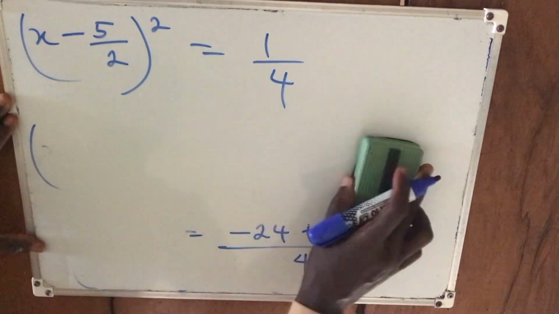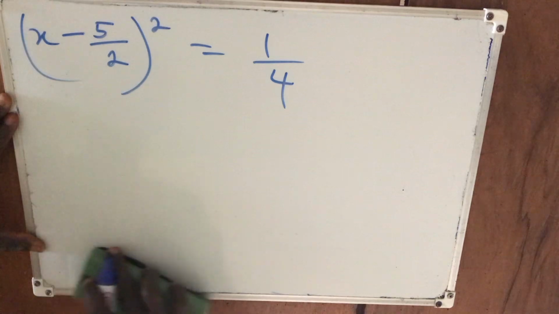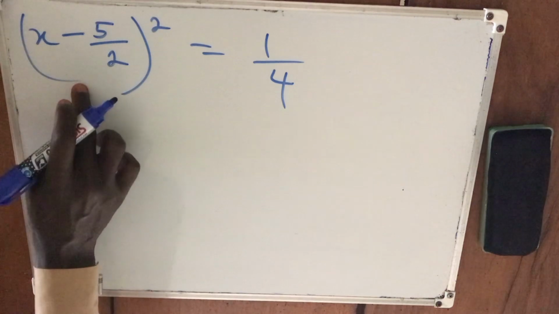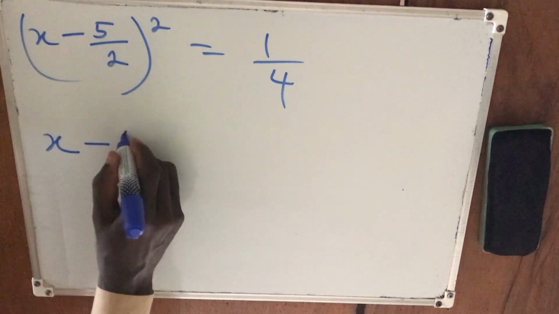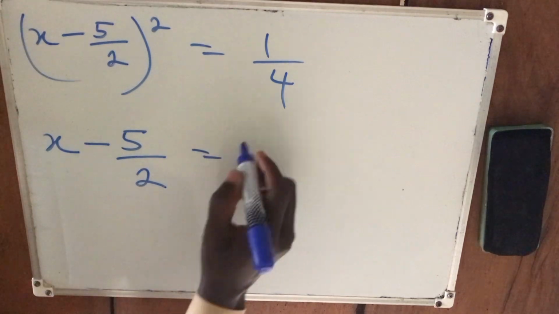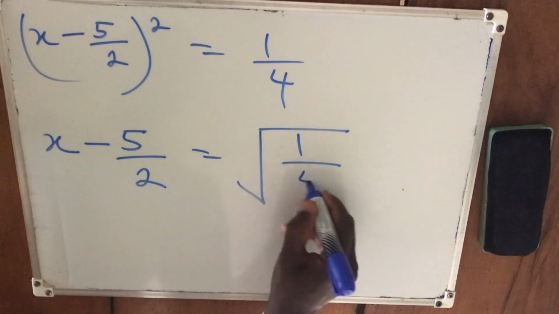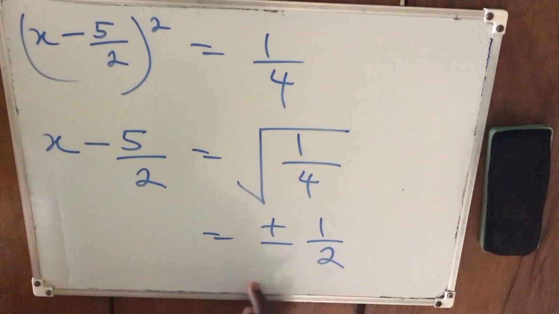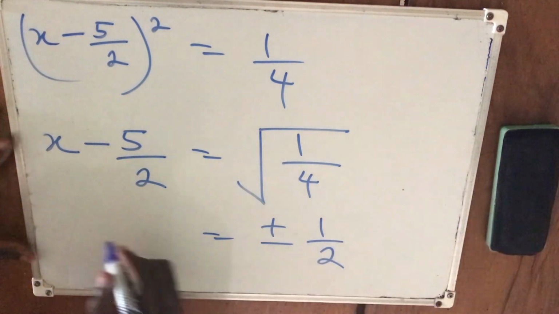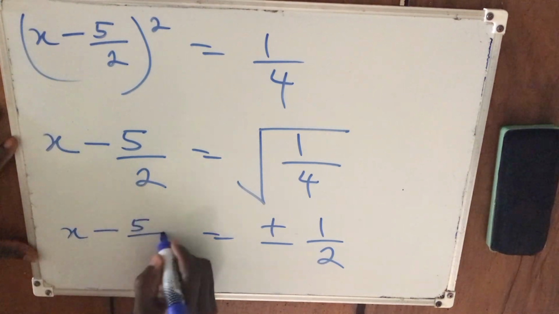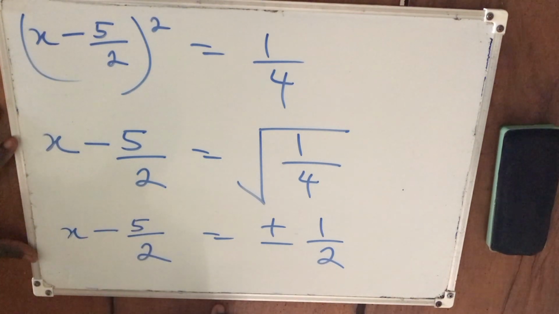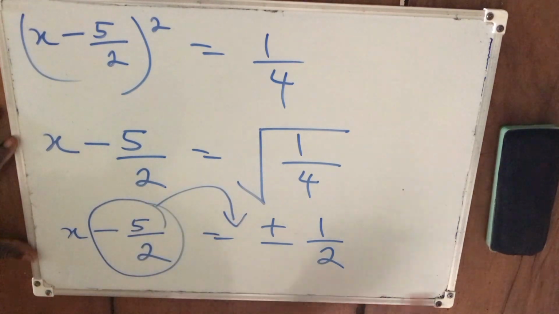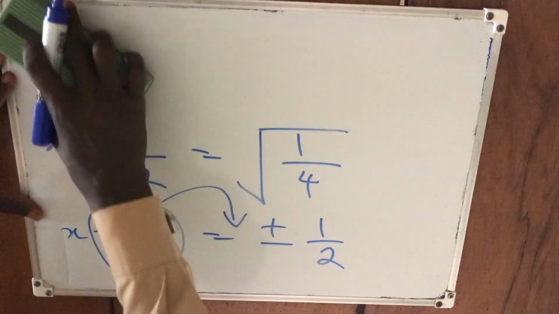Now what we do is find the square roots of both sides. The square root of the left hand side is going to be x minus 5 over 2, and the square root of the right hand side is going to be plus or minus 1 over 2. You know that squares have 2 roots. So x minus 5 over 2 equals plus or minus 1 over 2. Now I want to move minus 5 over 2 to the right hand side, and when it gets there, it becomes plus 5 over 2.